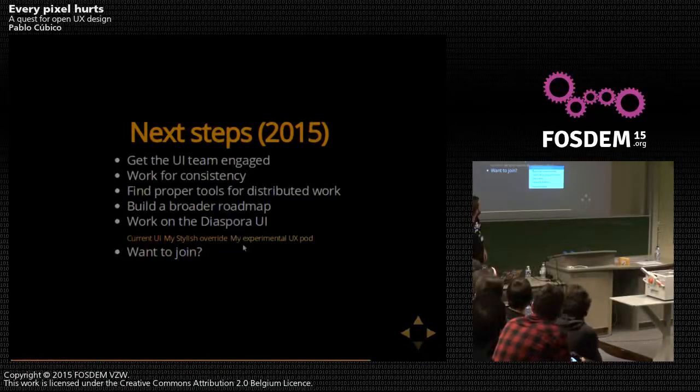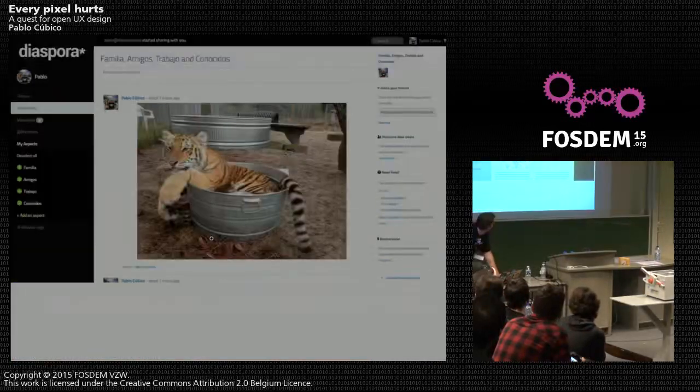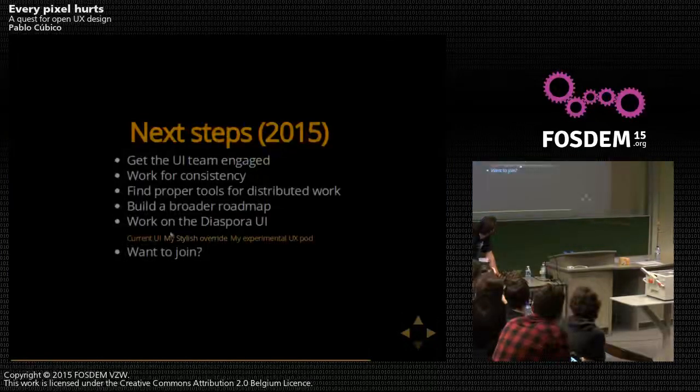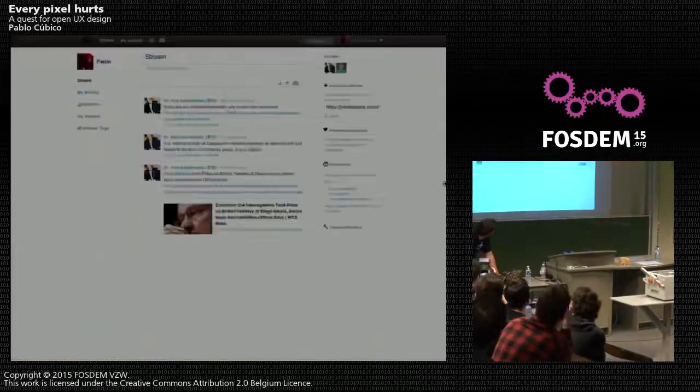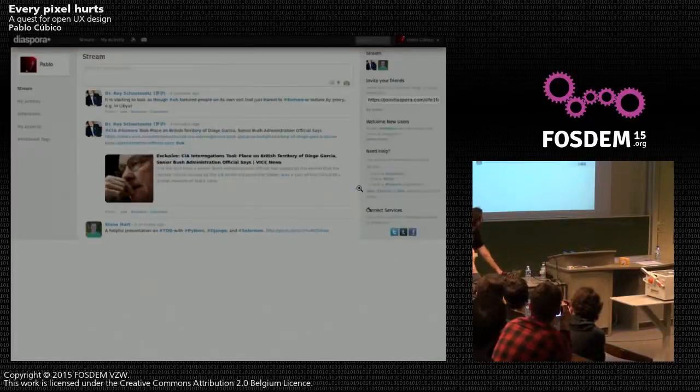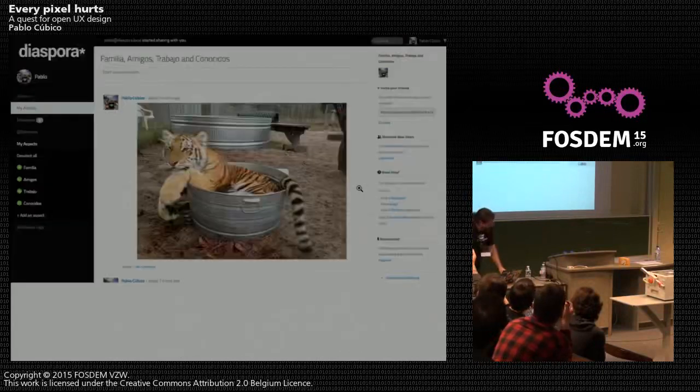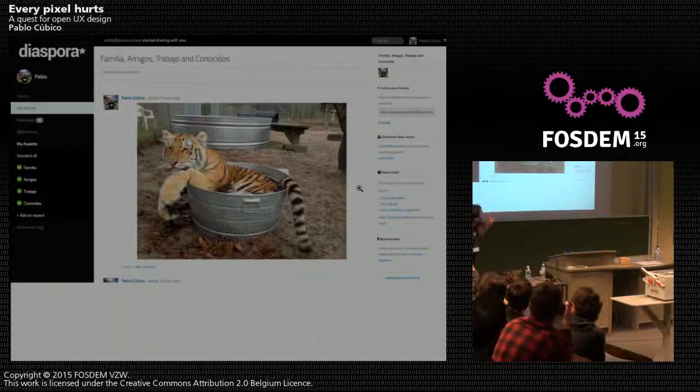with an experimental pod. I started with some Stylish overrides. Let me show you the current UI, the one that people told me was ugly, which is this one. This is the current Diaspora UI. I started doing experiments on my browser with Stylish, just overriding CSS without touching anything. This was the outcome, using the same markup with just CSS changes.